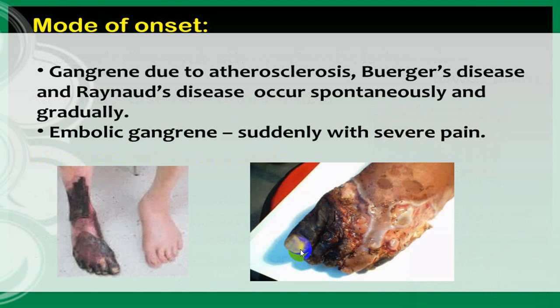We have already told you that gangrene due to atherosclerosis, Buerger's disease, Raynaud's disease will occur acutely or maybe gradually, while embolic is always sudden with severe pain. And usually in case of atherosclerosis and Buerger's disease, it will be dry gangrene, while in case of diabetes, invariably it is a wet gangrene.